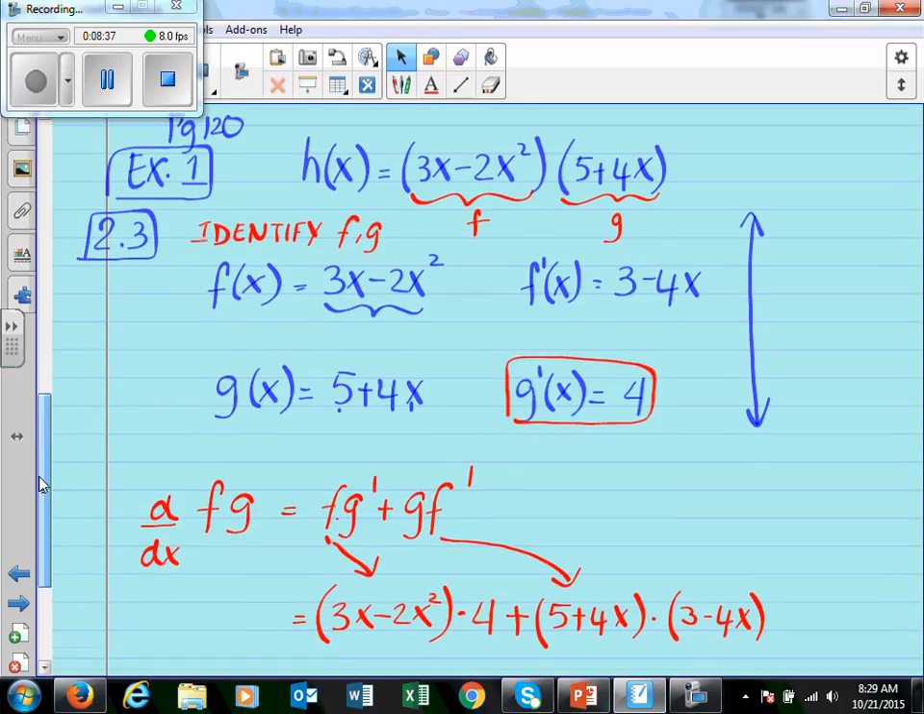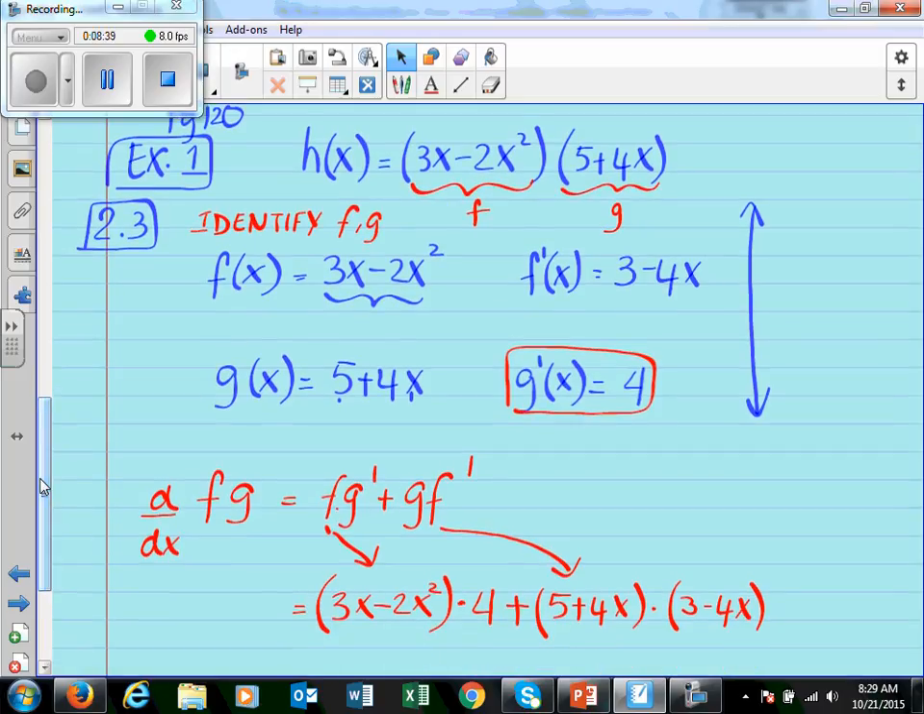Please make sure you watch this video. Now it will seem as though it's all so clear, and then you go home. So step one, identify f and g, usually the first function and then the second function. Then the second step is to find the derivative of each of them. You're solving two different problems. Then apply the rule.